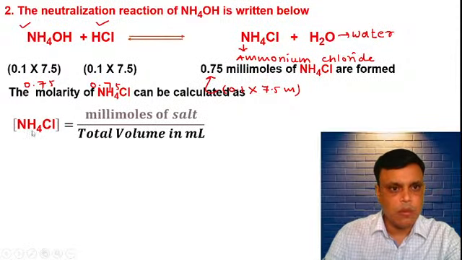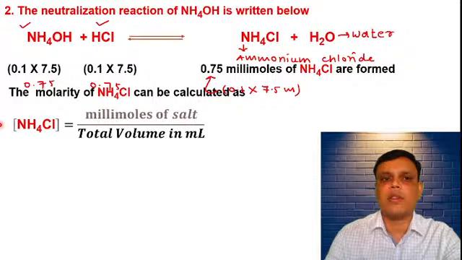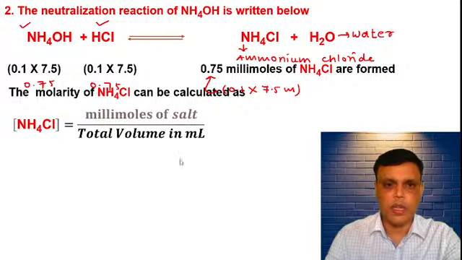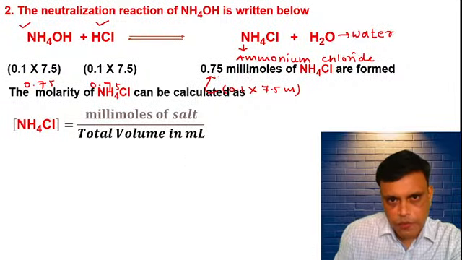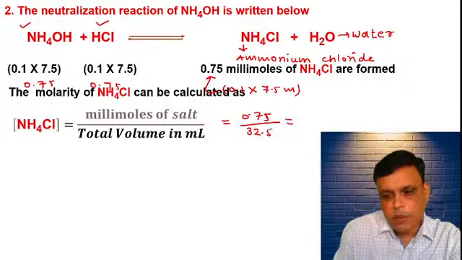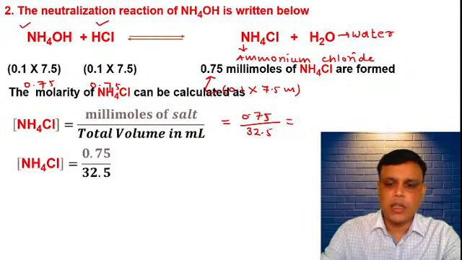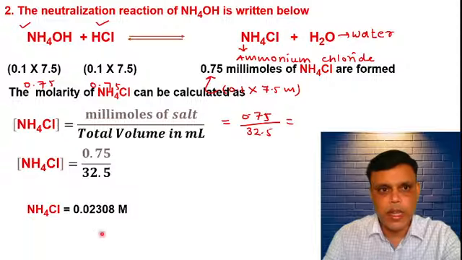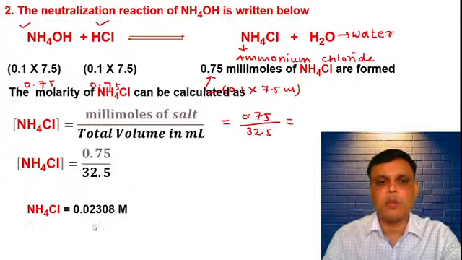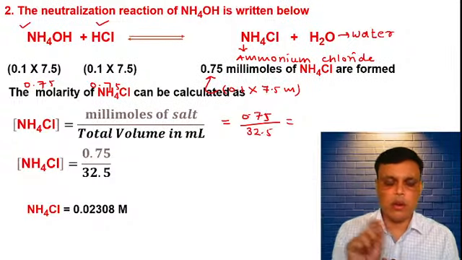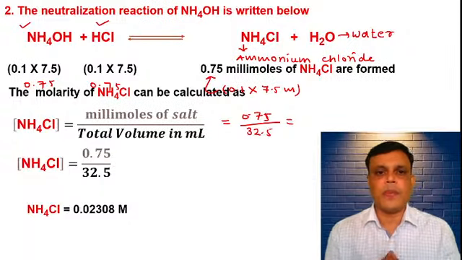The formula is: molarity or concentration of the salt equals millimoles of salt formed divided by total volume in ml. So how many millimoles of salt will get formed? That is 0.75 millimoles of salt will get formed, and the total volume is 32.5. How much is this? Please tell me. It will come to 0.02308. So the molarity or concentration of ammonium chloride is 0.02308 molar. Write down or note down this value. We will require this value for calculation.